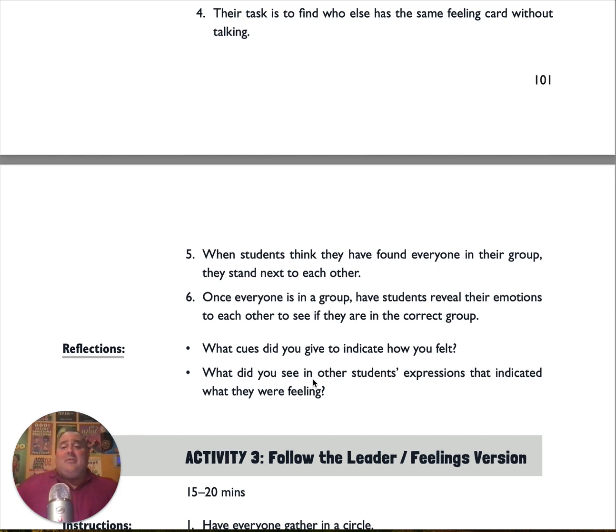When students think they have found everyone in their group, they don't know how many people are in their group, they then stand next to each other and wait till everyone has found each other. Once everyone is in a group, have students reveal their emotions to each other. They're not sure yet. Remember, they have to hide their cards and say, hey, am I in the right group? And if they're not, they can find the right group. All right, at the end, say, what cues did you give to indicate how you felt? Usually it's physical. What did you see in the other student's expression that indicated what they were feeling? Again, this is building consciousness on feelings.